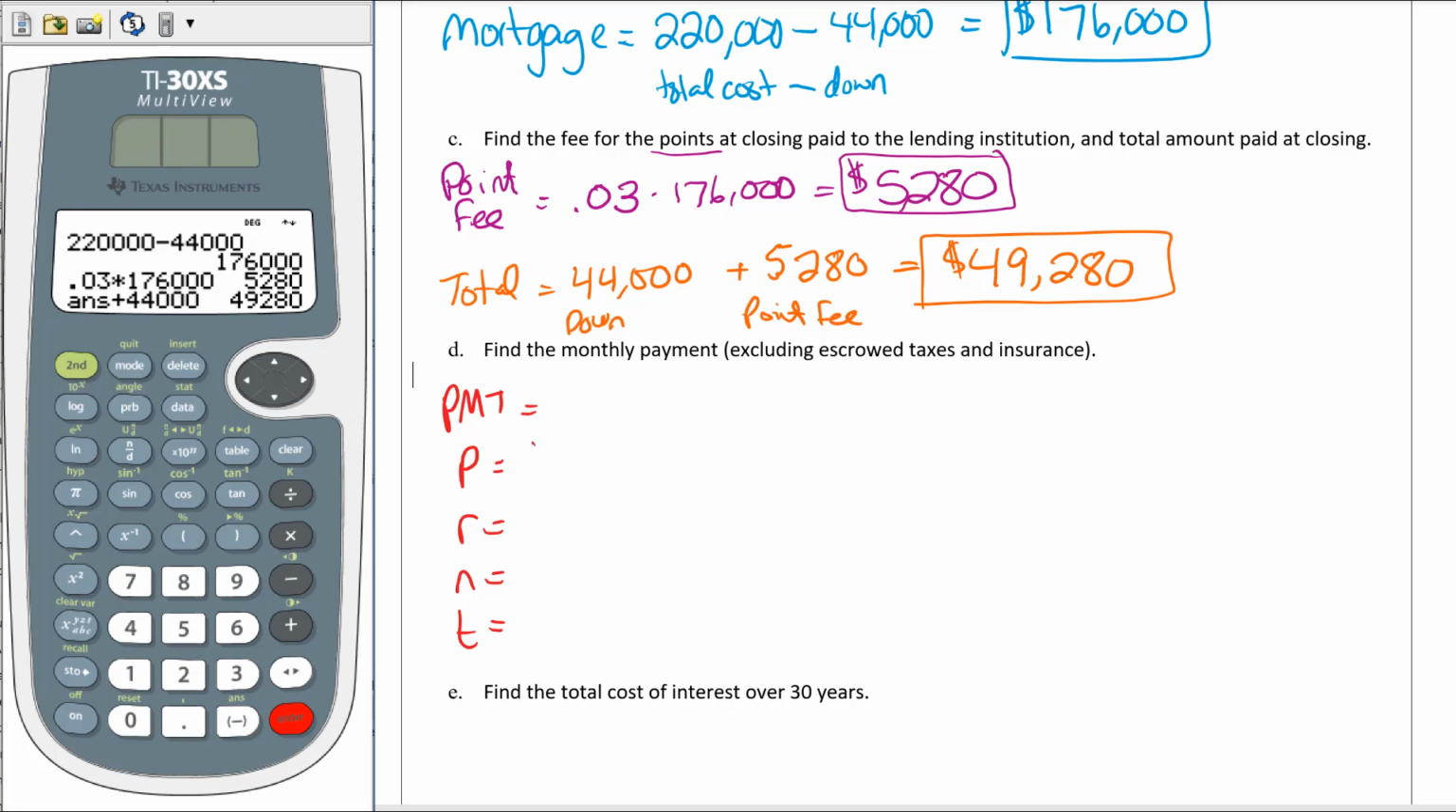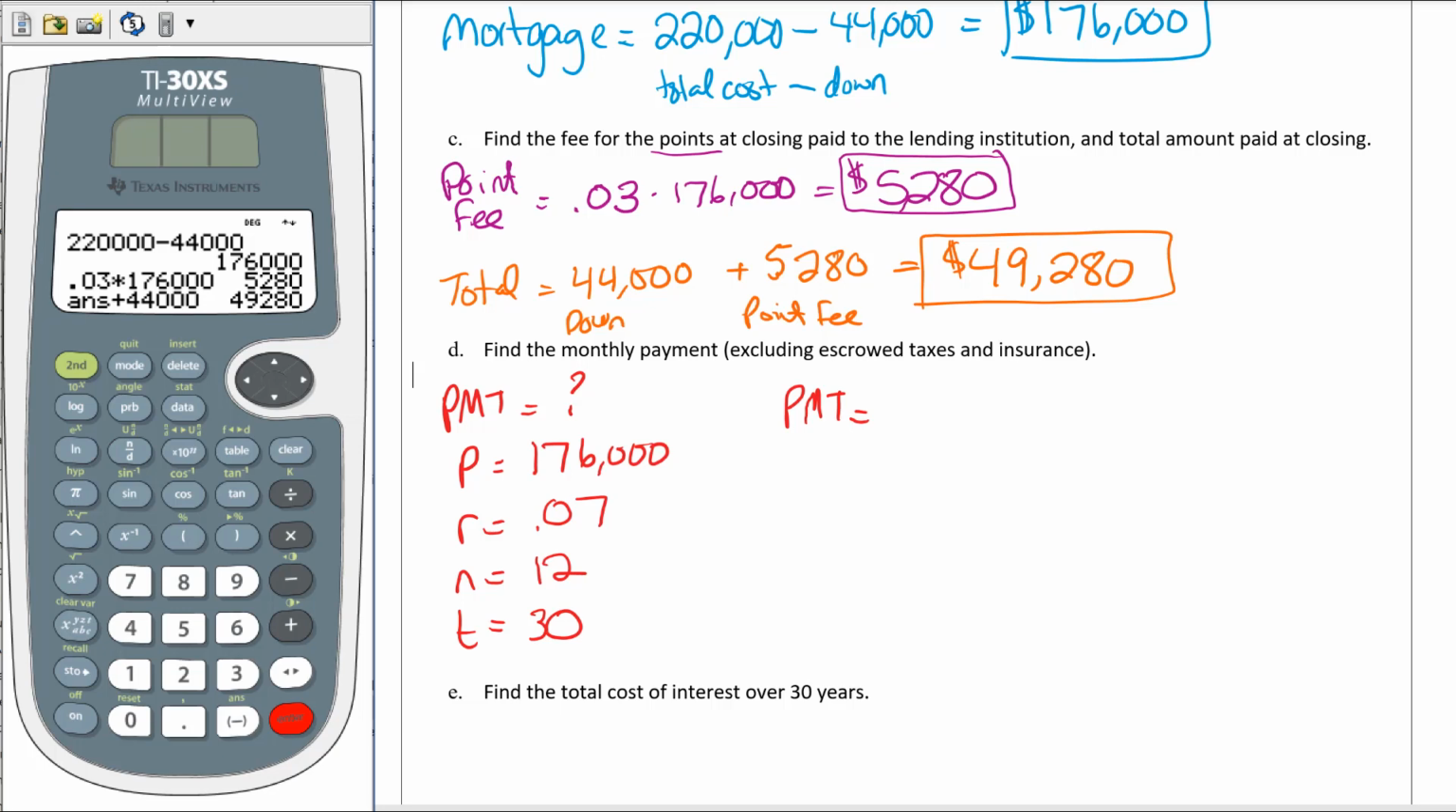So the P is 176,000 that we found in Part B. It's not the 220,000 because you don't have to finance all of that, because you've already paid your down payment on it. Your rate in this case is going to be a 7% fixed rate, 0.07. It's a monthly payment, so that's 12. And I believe this one is going to be a 30-year fixed loan, so T is 30. We're trying to find out what our payment is going to be.